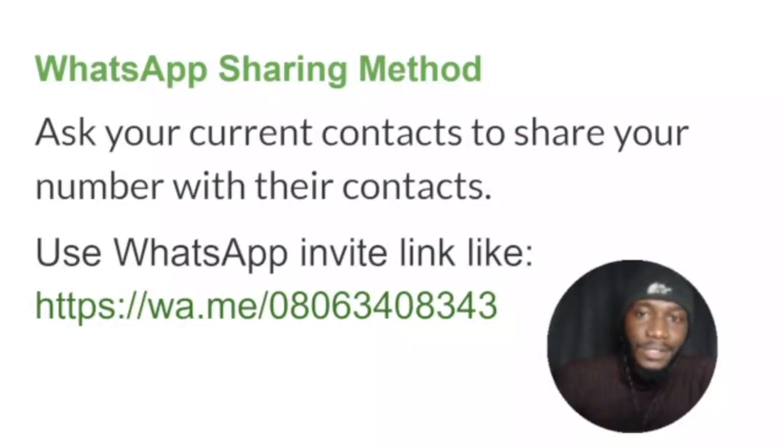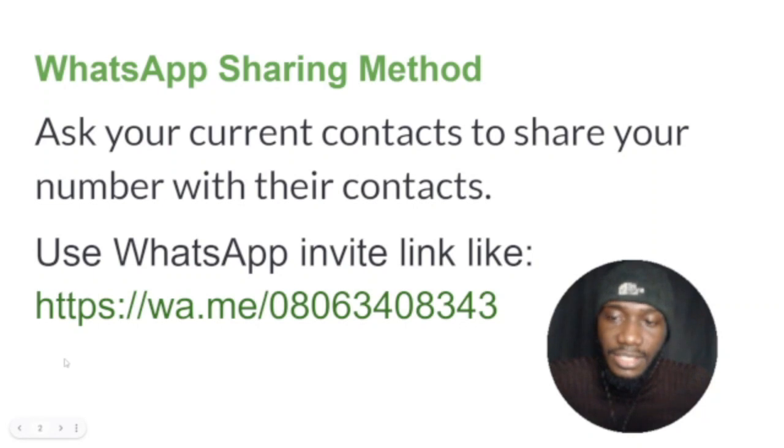So the first method is the WhatsApp sharing method. Basically, what you're going to do is leverage the contacts you have. You're going to ask the people that are following you to share a link. You can use this link that I've used here: https://wa.me/ and you put your phone number here. They can write something interesting like, this guy is a YouTube content creator and can teach you how to make money. Click on this link to follow him and learn how to make money.